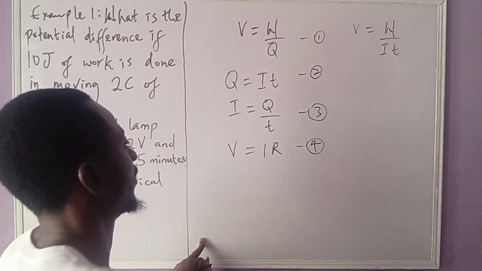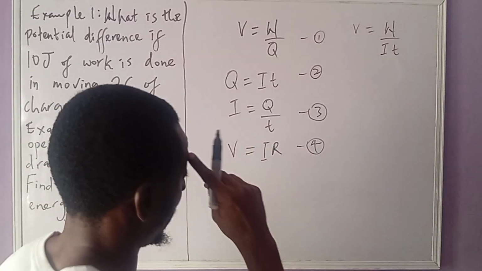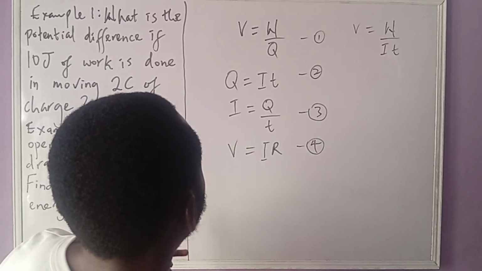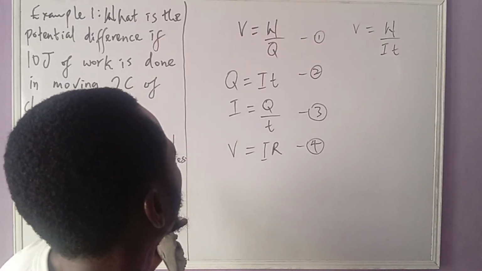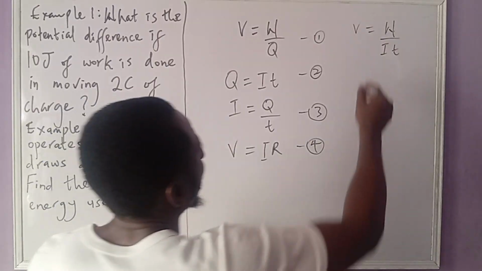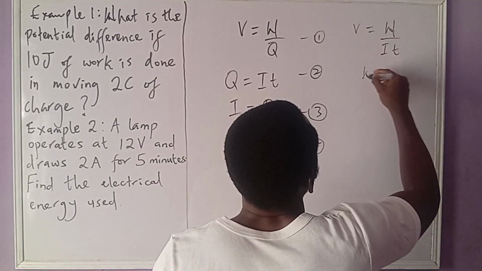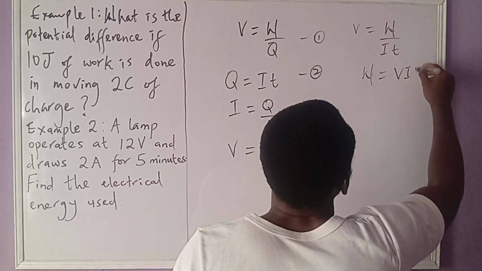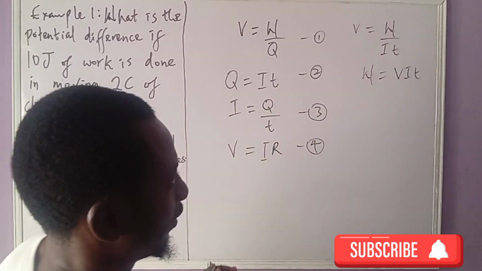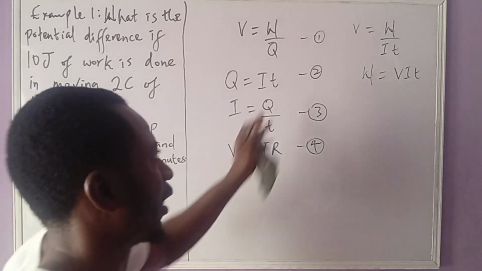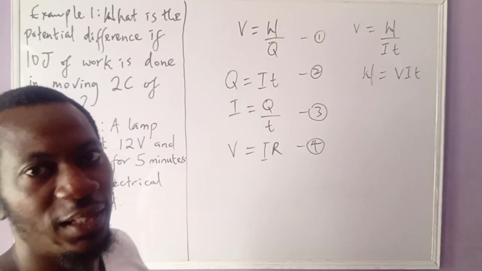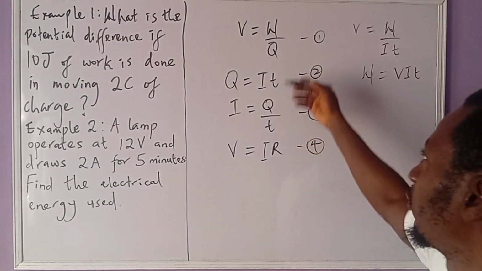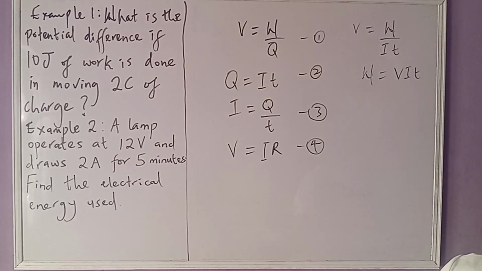So this is what I'm talking about. And at the same time, I can decide to do it another way. From this point, I can even decide to say, okay, let W be VIT. So having known this, definitely, once you can do all these kind of things, you can calculate easily in physics. But if you still find it difficult to put one formula into another, you will not be able to calculate in physics.